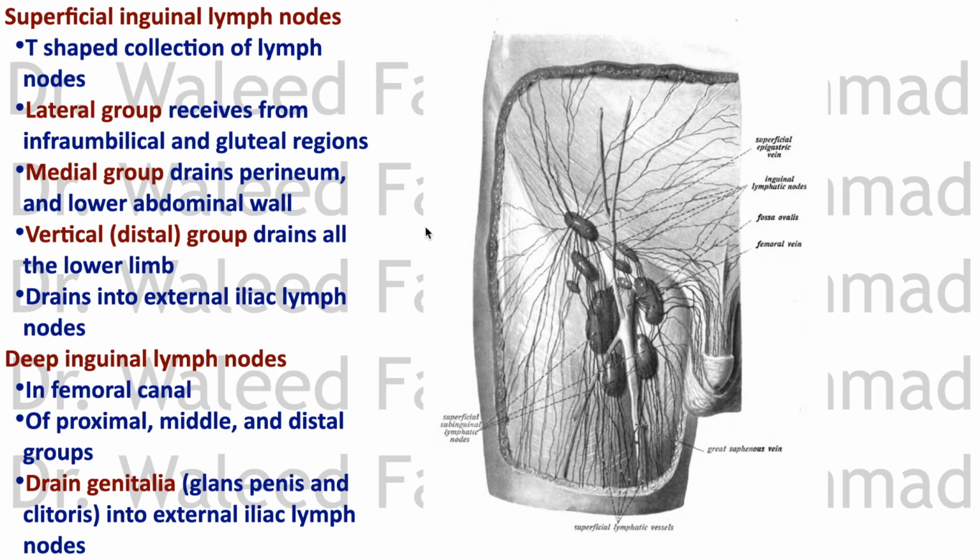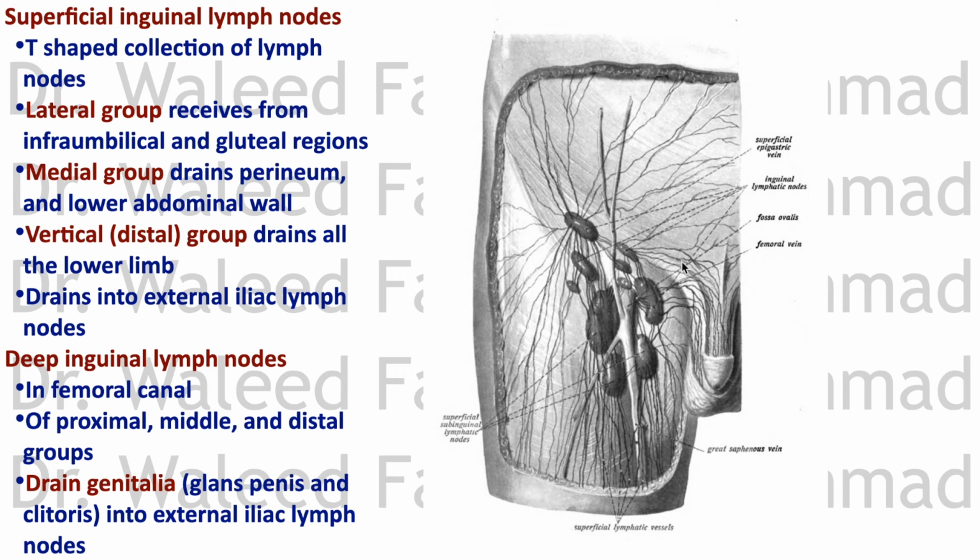The superficial inguinal lymph nodes are a group of lymph nodes that you can divide in a T-shaped manner, like a lateral limb, a medial limb, and an inferior or vertical limb. The lateral limb drains the gluteal region and lower abdomen. The medial limb drains the genitalia, lower abdomen, and medial thigh. The lower or vertical group drains all the lower limb.